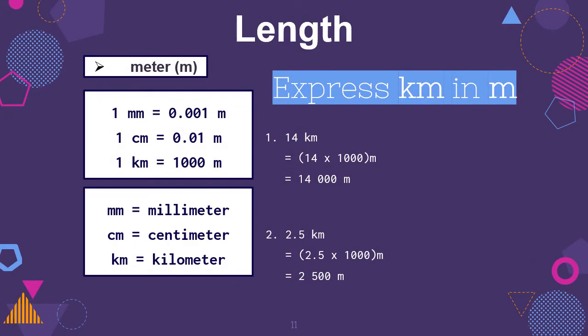Next, let's convert kilometers to meters. Given 14 kilometers, convert it into meters. So, 14 multiplied by 1,000, since 1 kilometer is equal to 1,000 meters. So, the answer is 14,000 meters. Next, 2.5 kilometers multiplied by 1,000, we have 2,500 meters.